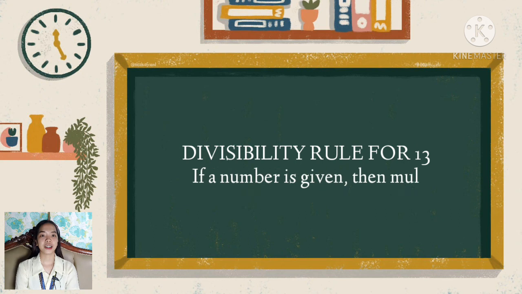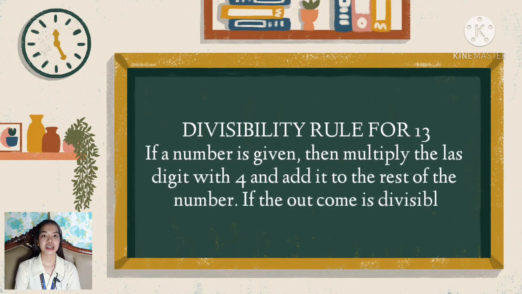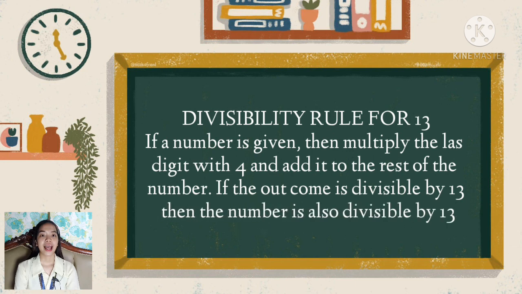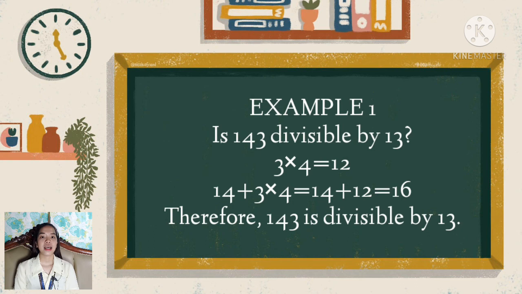Divisibility rule for 13. If a number is given, then multiply the last digit with 4 and add it to the rest of the number. If the outcome is divisible by 13, then the number is also divisible by 13. So we have here example number 1 is 143 divisible by 13? So we have a solution.